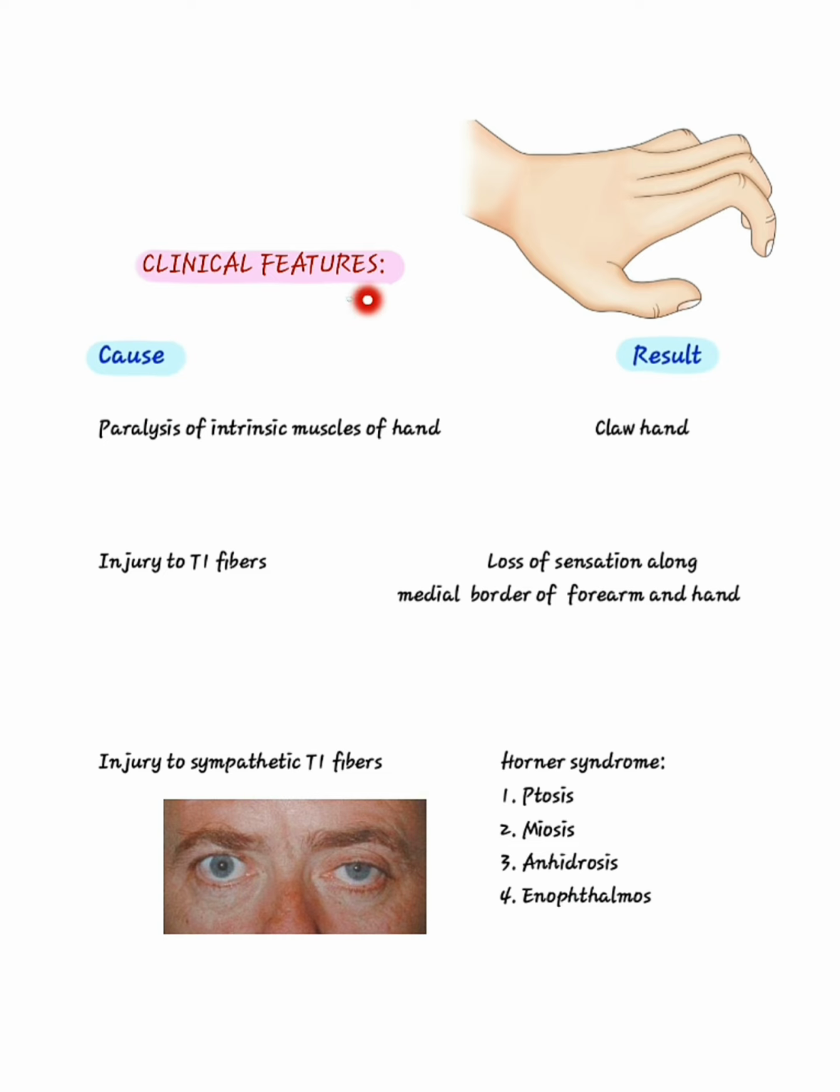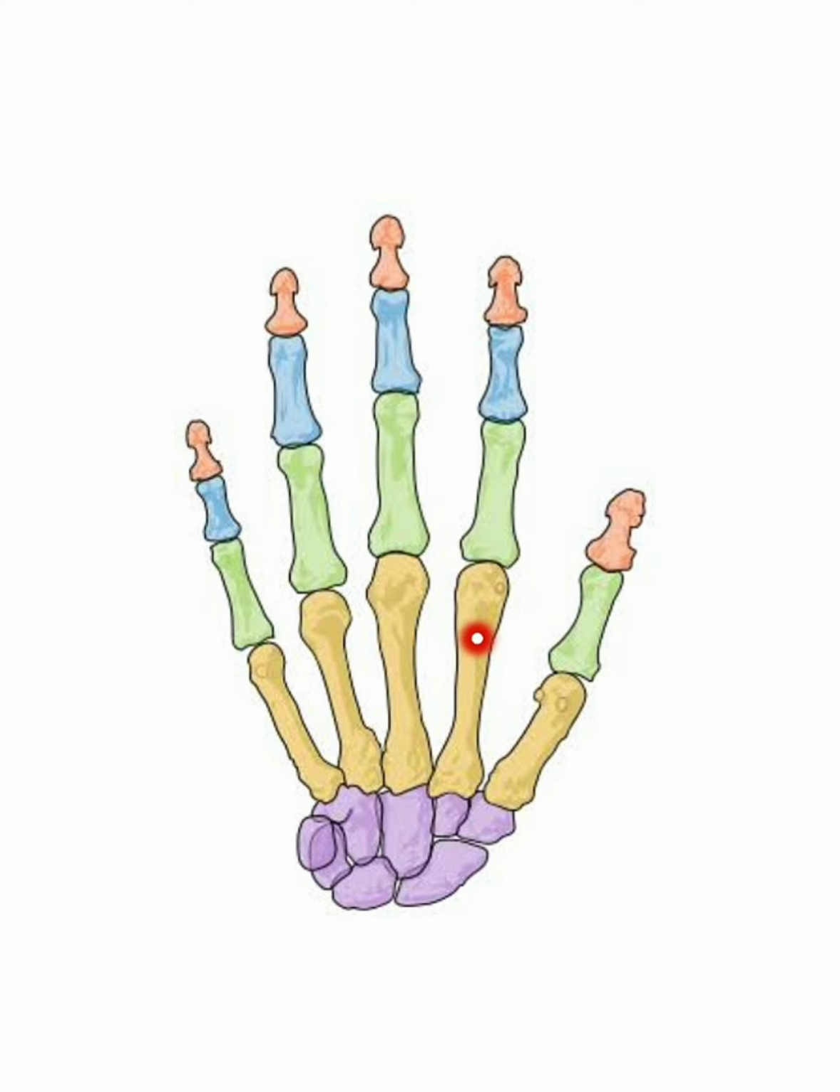Clinical features: due to paralysis of intrinsic muscles of hand, it results in claw hand deformity. This is claw hand deformity. In claw hand, there is hyperextension at metacarpophalangeal joints and flexion at interphalangeal joints. This is metacarpal, proximal phalanx, middle phalanx, distal phalanx.